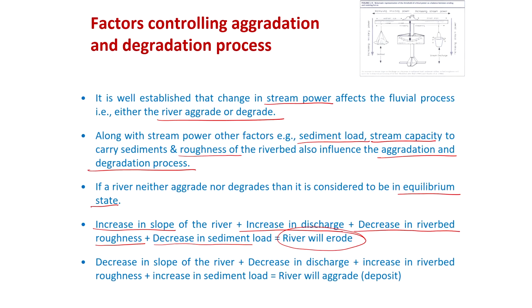Whereas a decrease in slope, plus decrease in discharge, plus increase in river bed roughness and increase in sediment load, this will result in deposition. So you will have a gradational phase in the river. Now this can also be affected by your tectonic activity.